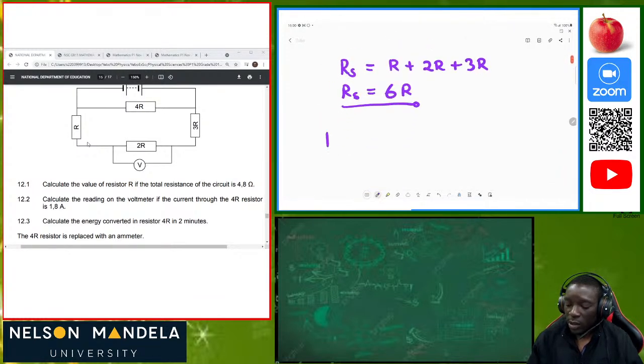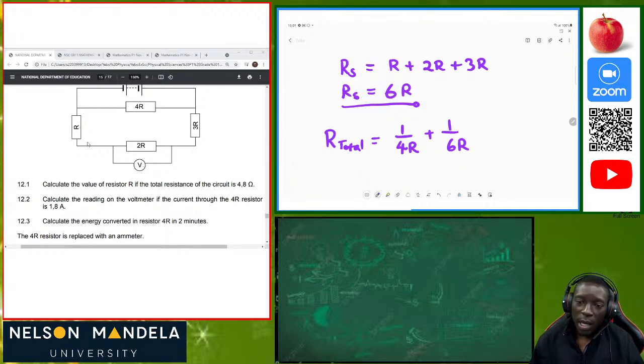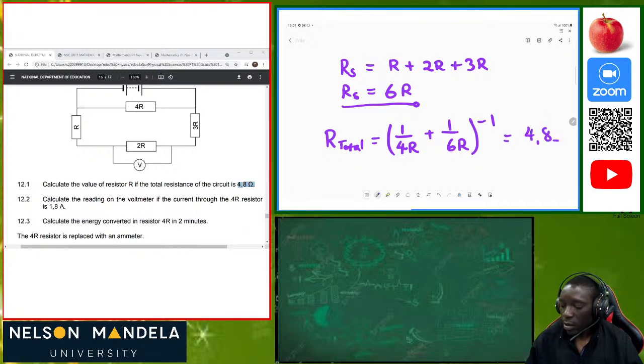So the total resistance for a parallel combination is 1 over the 4R plus 1 over 6R. And we are given the value of this resistance to be 4.8 ohms. So calculate the value of resistor R if the total resistance of the circuit is 4.8 ohms. So given that this sum inverted is equal to 4.8 ohms.